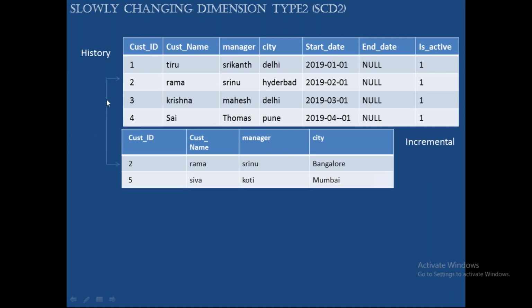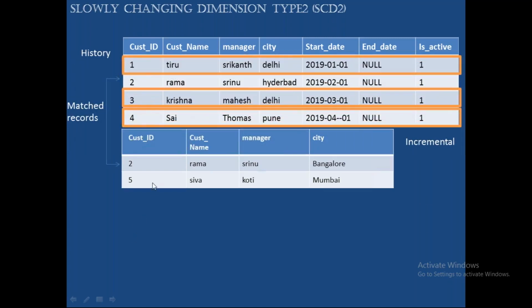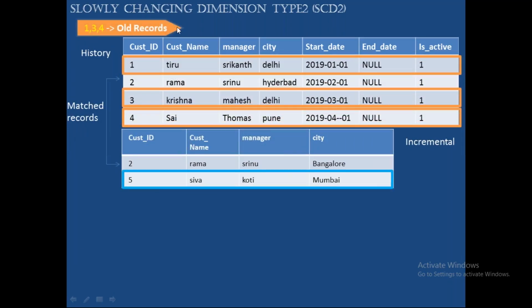Now, if you look at this, 2 is the matched record, and 1, 3, 4 are the old records. 5th is again a new record. Okay. Now, 1, 3, 4 are the old records. You see, the 5th one is the new record, and here the second is the updated record.